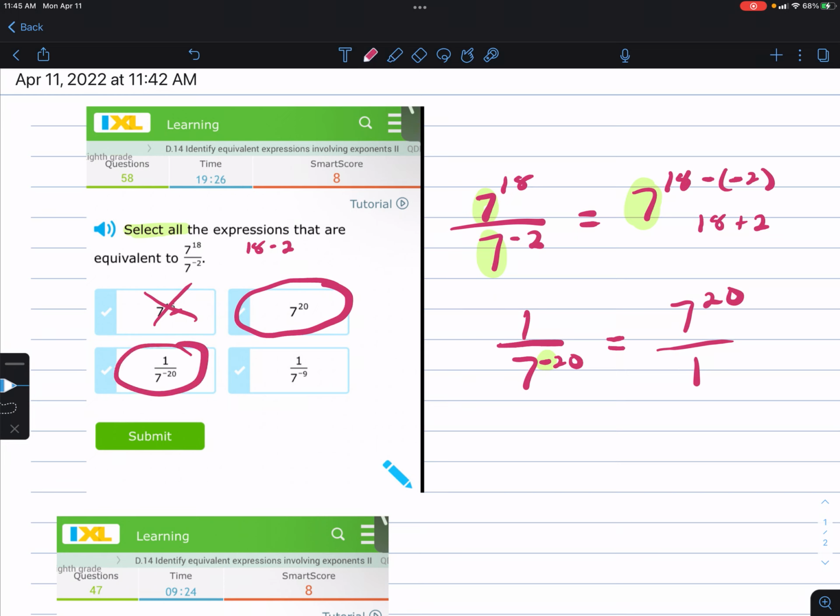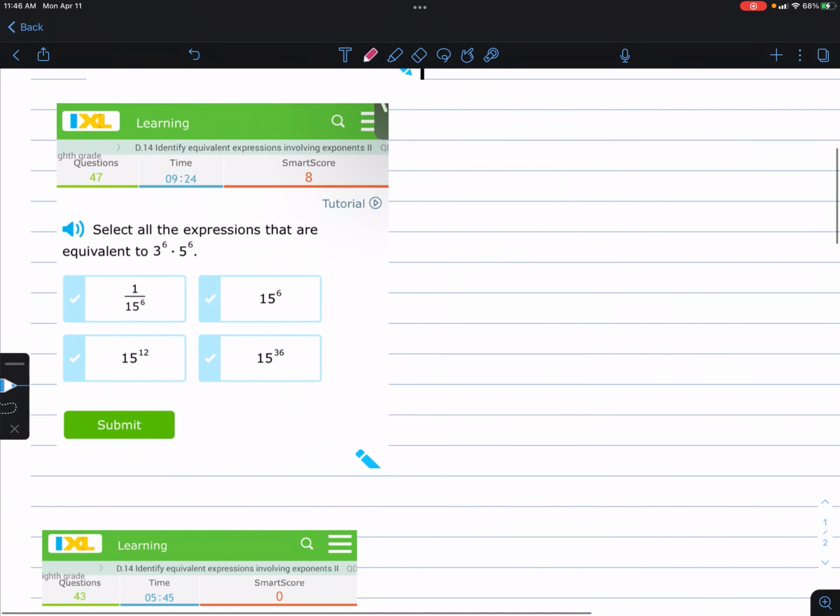And the last one here cannot possibly be one of our answers. I'm not sure where 9 would come from, unless maybe they divided. I think that's what happened. So this would be incorrect. They probably did 18 divided by negative 2, and that's how they got negative 9. That's probably the mistake they were expecting you to make. So it's not that one. So do pay attention to the fact that it says select all of the expressions. You may have said the first one, the 7 to the 20th power, and had not selected 1 over 7 to the negative 20th power.